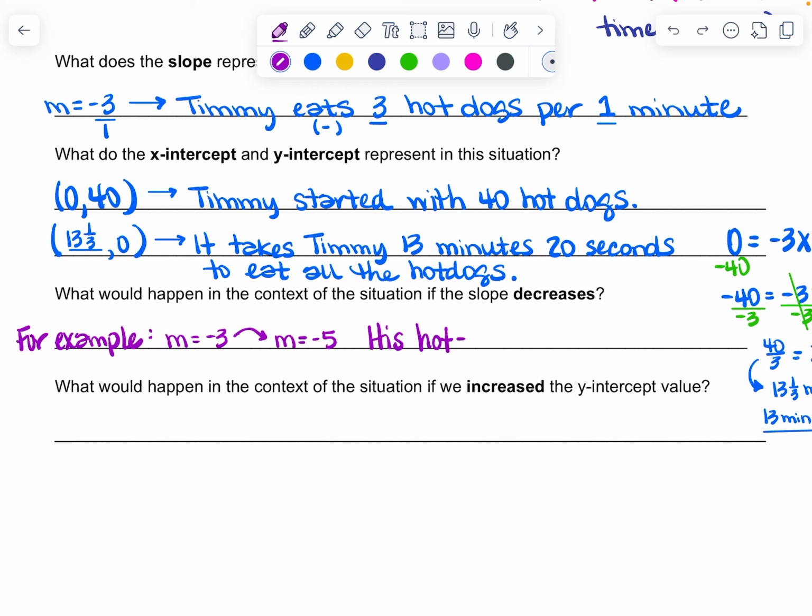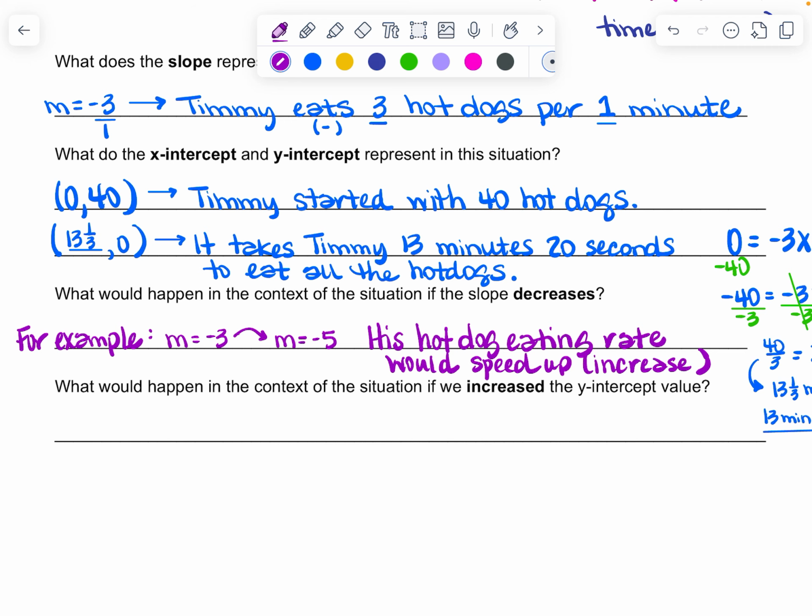His hot dog, this is weird, his hot dog eating rate would speed up or would increase. That's because we're on the negative side, because the slope is negative. If the slope were positive, then that would mean his pace would slow down. It's kind of a weird question.